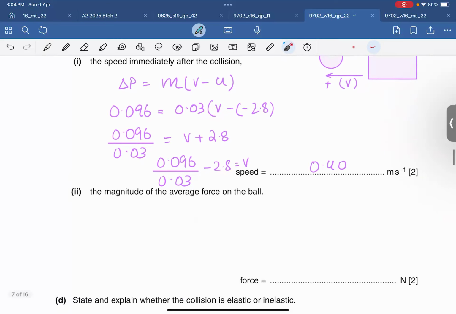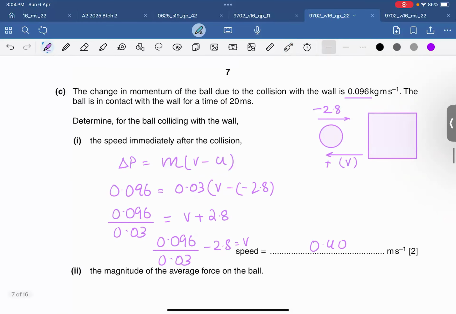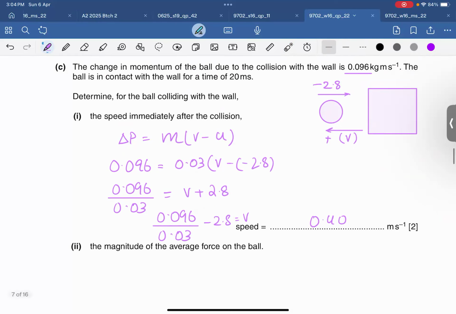आ जाओ भाई, आगे आ जाओ. So the magnitude of the average force on the ball. Okay, so you got 0.4 as the speed, so you multiply that with the mass... But they have given you the change in momentum, no? So why do you have to do that? So just divide by time. You just need to put in the values in the formula. 0.096 divided by 20 milliseconds.